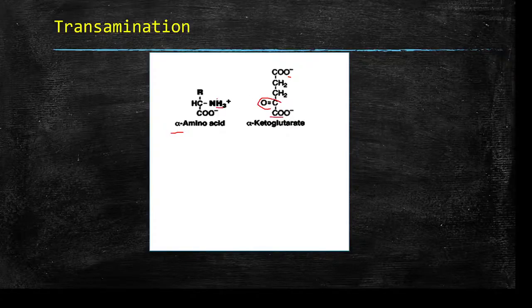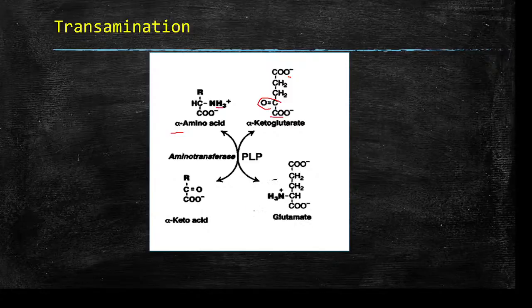So it will transfer this amino group to alpha ketoglutarate, and alpha ketoglutarate gets converted to an amino acid, that is glutamate. So the amino group is added over here at the second carbon atom, and the amino acid gets converted to alpha keto acid. So in the transamination reaction, the keto acid gets converted to an amino acid, and the amino acid gets converted to keto acid. So the reaction is catalyzed by aminotransferases, and it requires pyridoxal phosphate as cofactor.